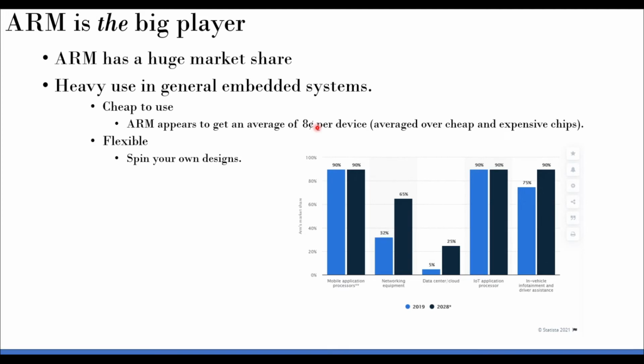So that's the beauty of this: ARM is very cheap to use. And of course it's flexible. I'm not talking about the board after its manufacturing, but the way you can design an ARM processor is so flexible. That's why companies tend to prefer it, and no wonder it holds so much of the market. I hope I am able to give you enough motivation.